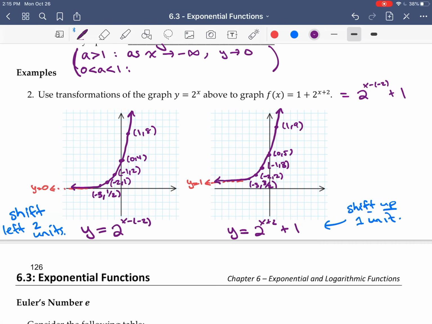Okay, so for these exponential graphs, the transformations work the exact same way. You just want to be aware that when it happens inside here, in the exponent, okay, these shifts are the horizontal shifts. Okay, if there's a multiple on the x, then it's going to be the horizontal compression, expansion, etc. Okay, but they work the exact same way.